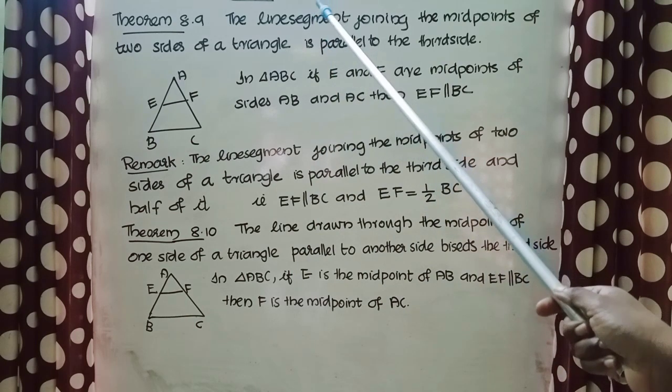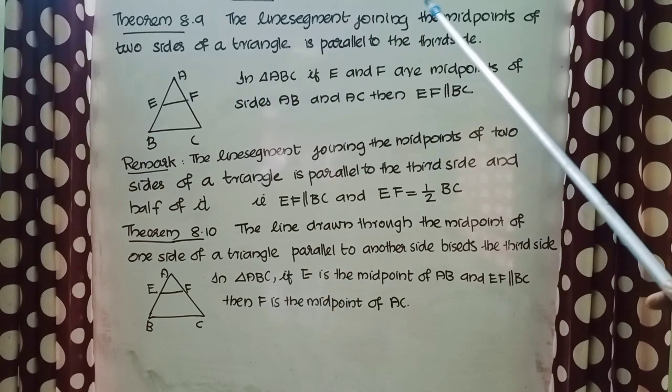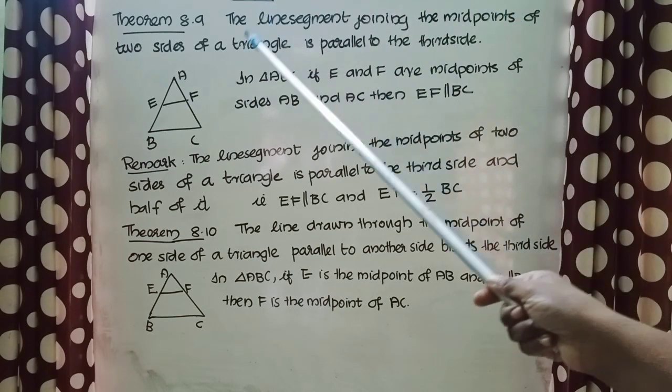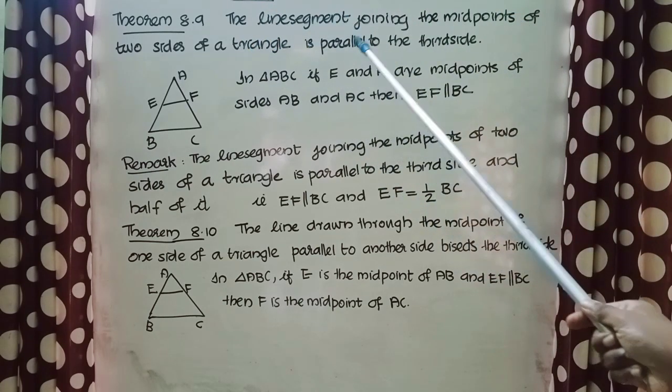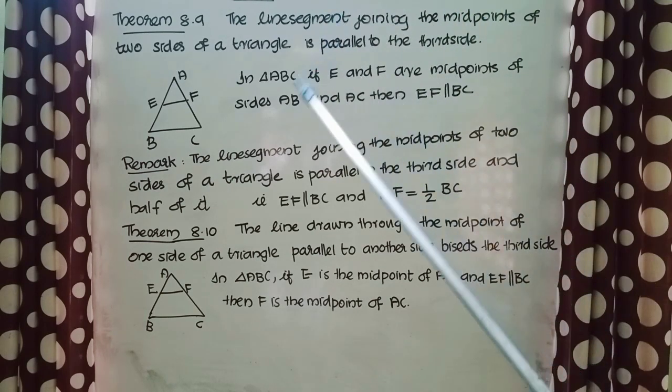The midpoint theorem. Theorem 8-9. The line segment joining the midpoints of two sides of a triangle is parallel to the third side. This is known as the midpoint theorem.